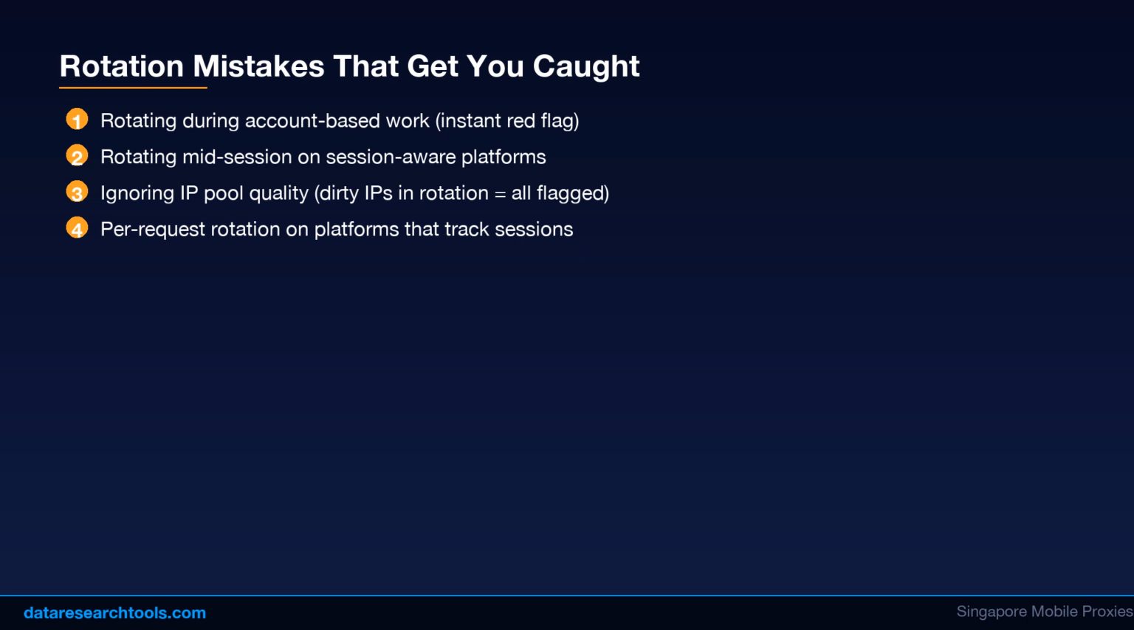If the other signals are bot-like, rotation provides limited protection. So here's how to configure IP rotation correctly. The configuration depends on your use case. For stateless scraping, use per request or time-based rotation. Every 1 to 5 minutes is common.